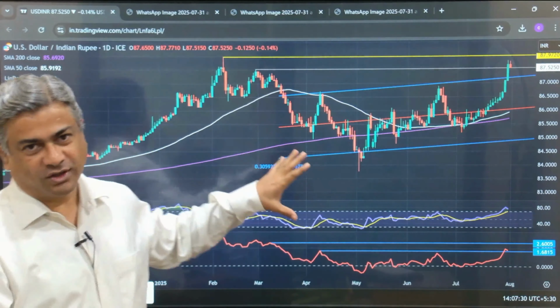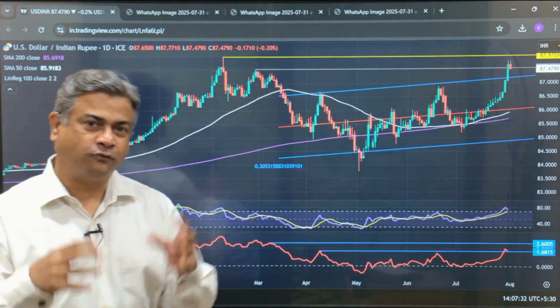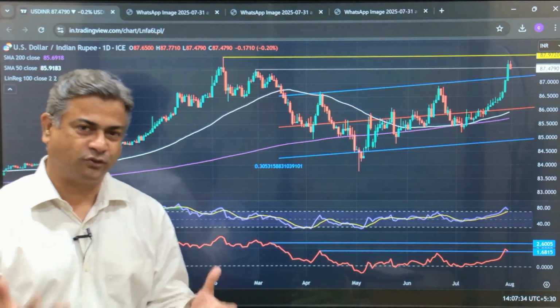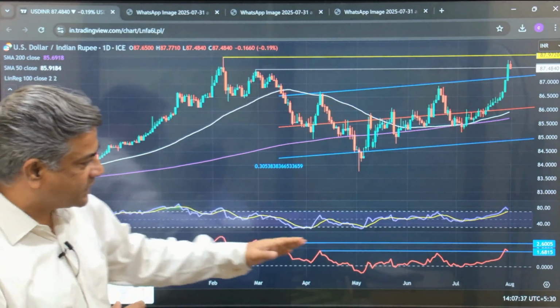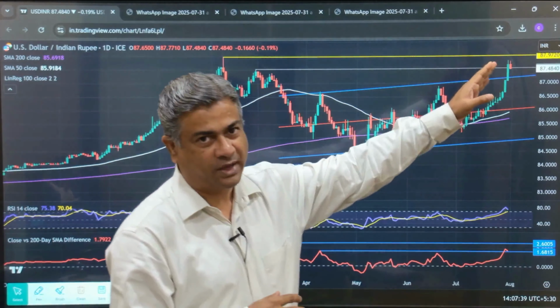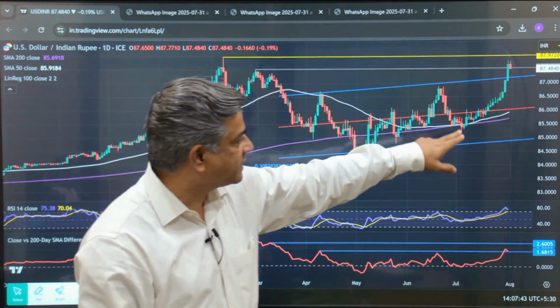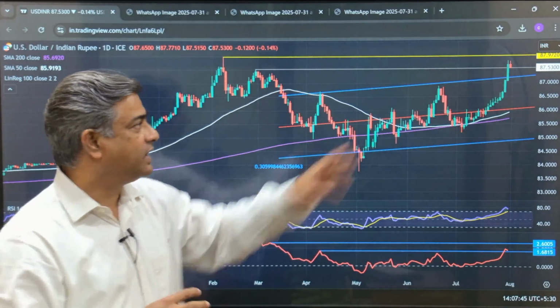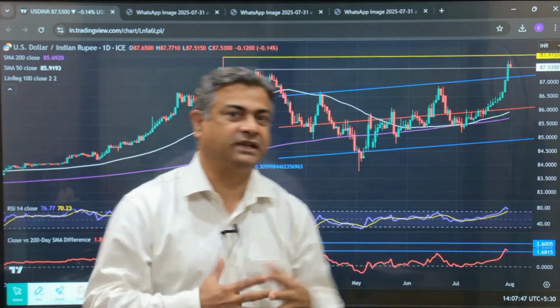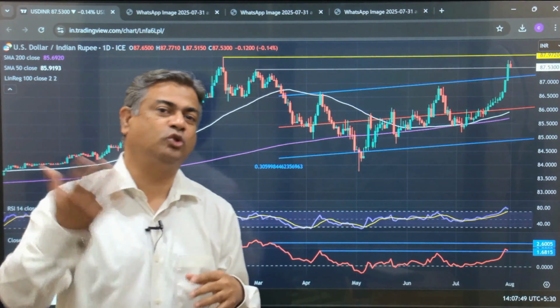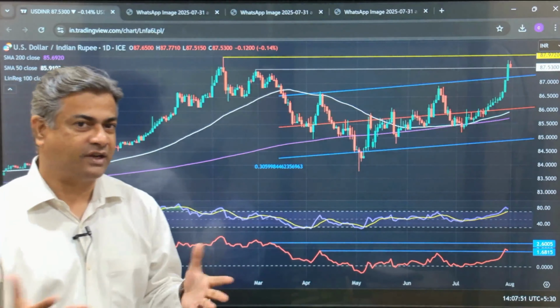So this is the dollar INR offshore chart. Okay, so it's like 24 hours. So as you can see, the prices have quickly moved up. If you see in just the month of July, we were at around 85.50 at the beginning of July, and now we are at 87.50. So in just about 1 month, we are about 2 rupees higher for every dollar.